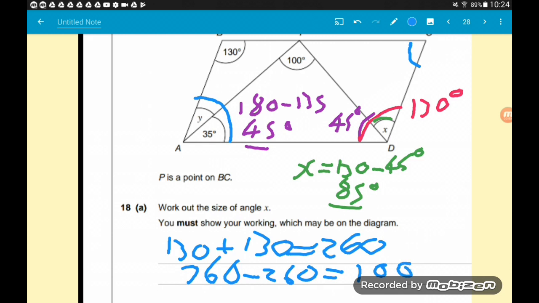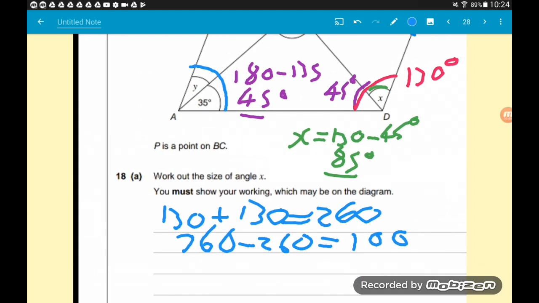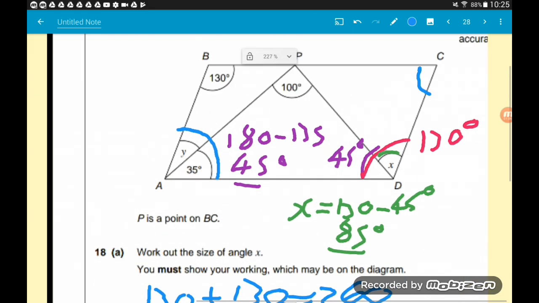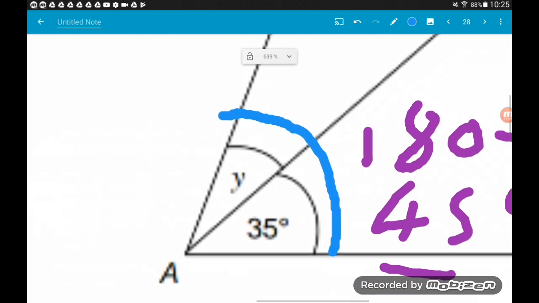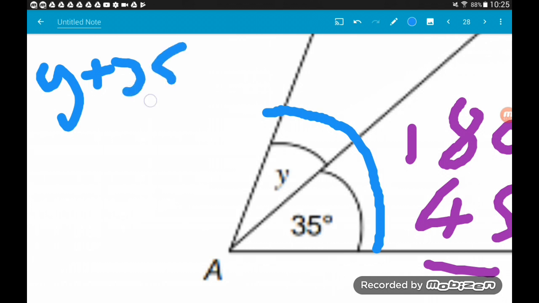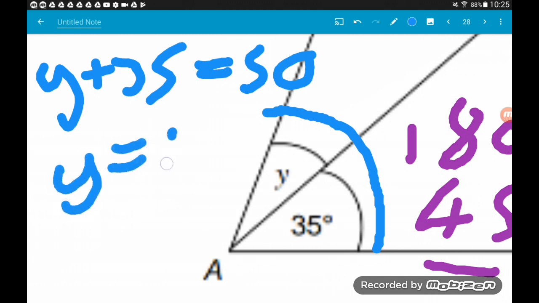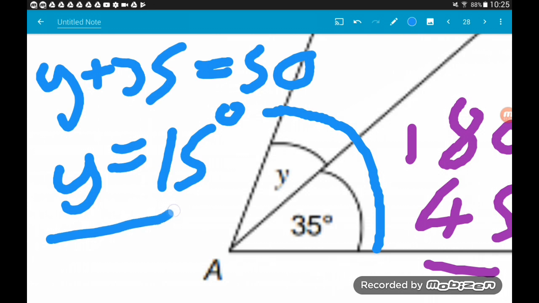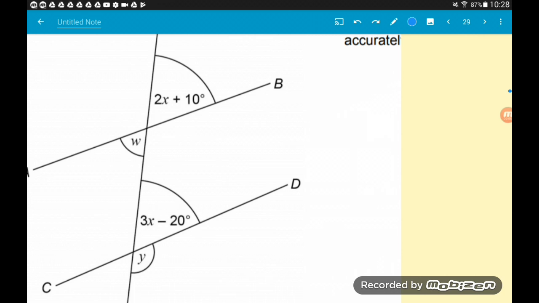So 360 take 260 is 100. Now we know that this bottom left angle is half of that. So 100 divided by 2 is 50. So we know that this angle here, the Y at 35, is 50. So take away the 35, Y is 15 degrees. Jobs are good.